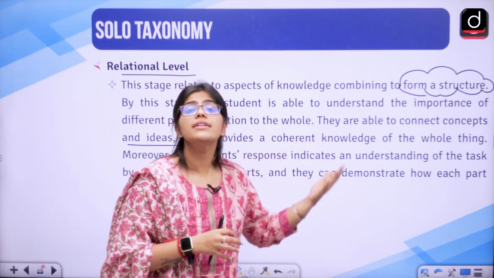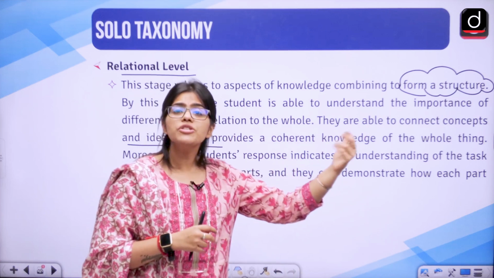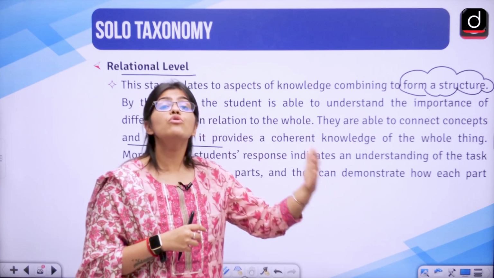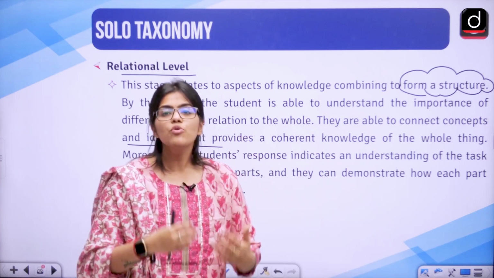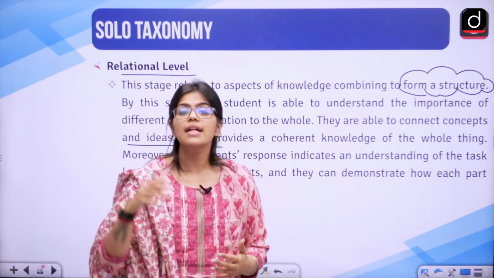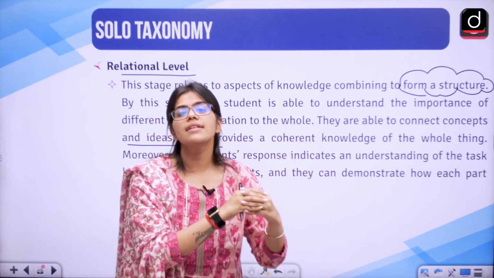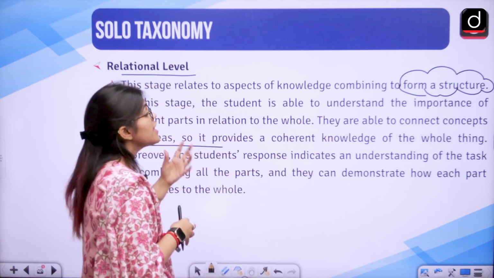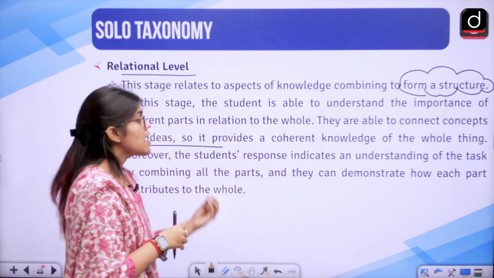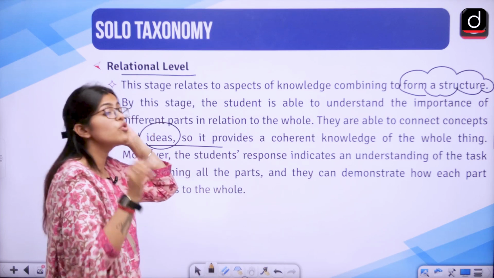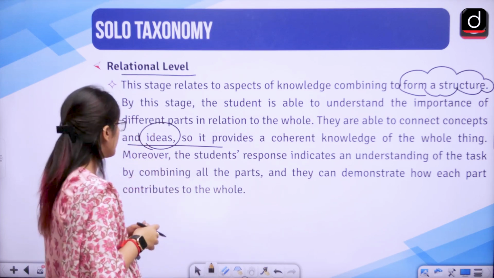So you try to understand what is the greater objective. The greater objective is that I understand how to learn the things. So Bloom's taxonomy is helping me understand the 3 domains, and what is the basic objective? To understand the thing properly. Right? The students are now able to connect the concepts and the ideas. It provides them concrete knowledge about the whole thing.